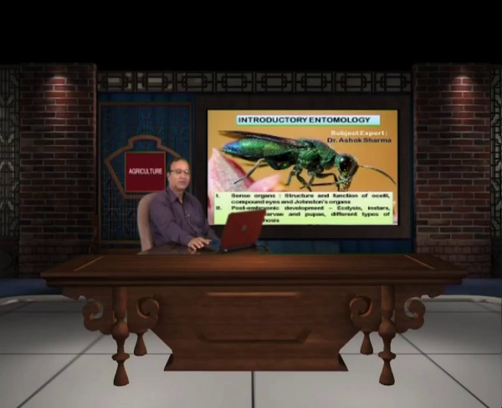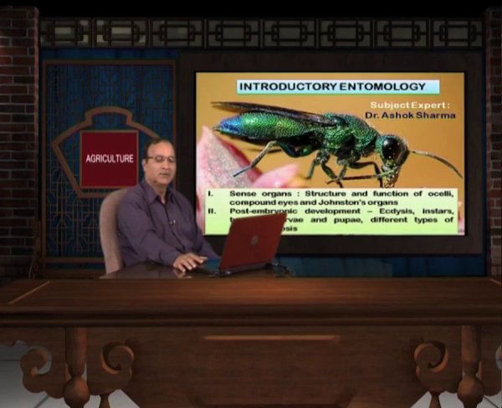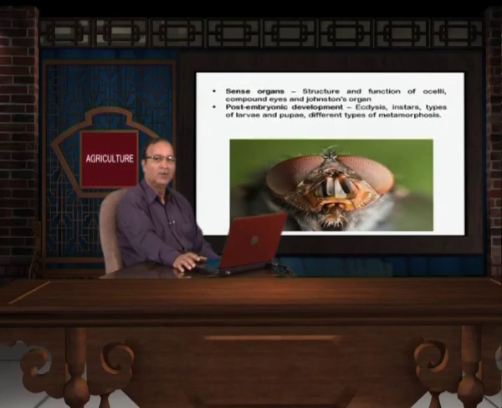Hello viewers, today we shall discuss the details of the sense organs, particularly the compound eyes as well as the simple eyes. Besides this, we shall also discuss the post-embryonic development, where we shall study the different types of larvae and different types of pupae along with the different types of metamorphosis which are encountered in the insect's life.